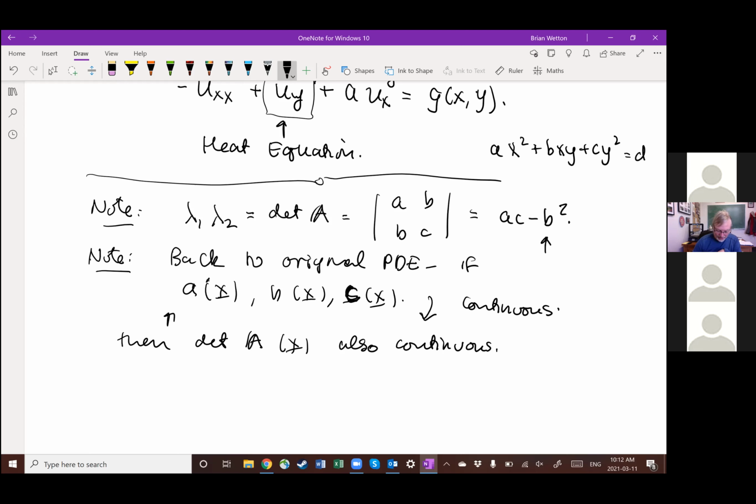And if the PDE type changes in x, I'll just say that's tricky. That's outside of Math 400. We're looking at problems which have a definite character.